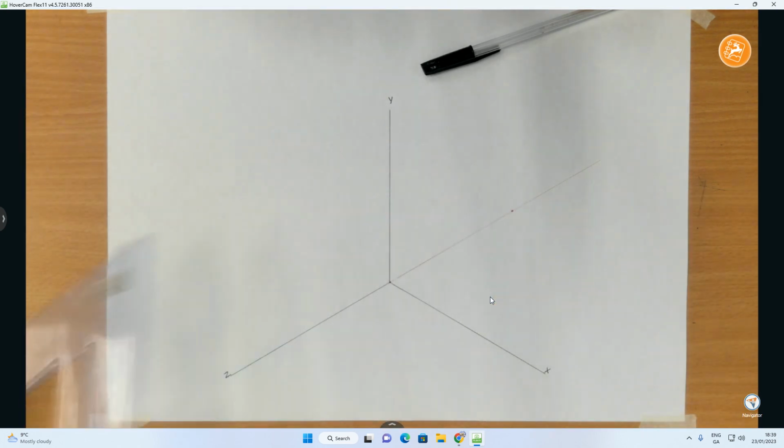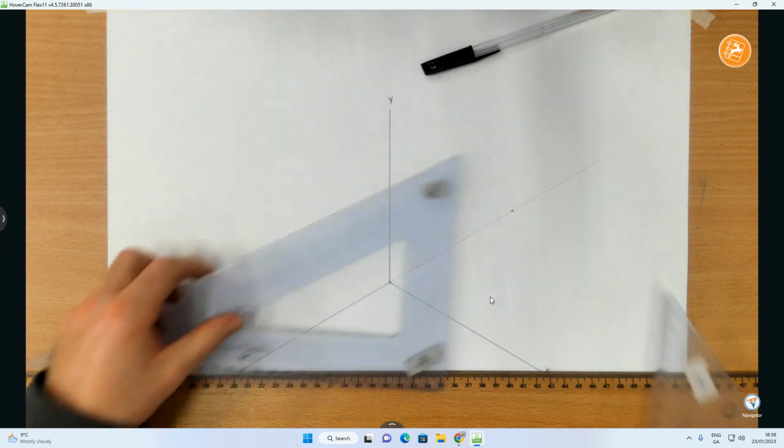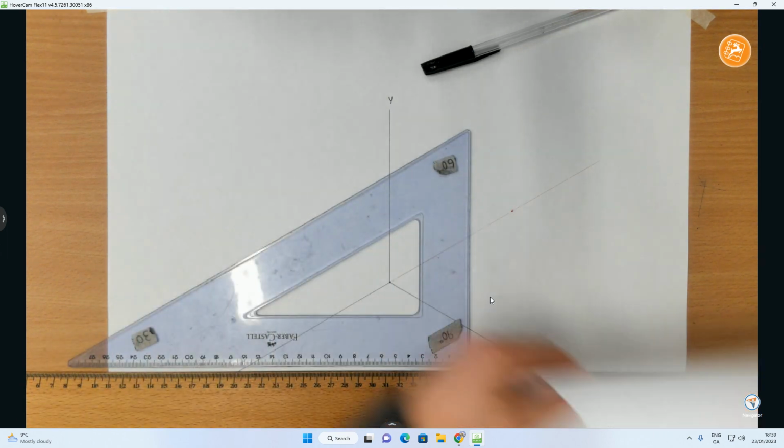So based on that, what I want to do is get a line that is at an angle.